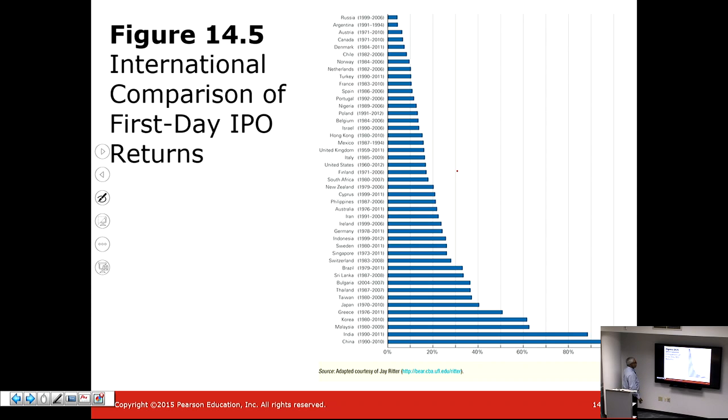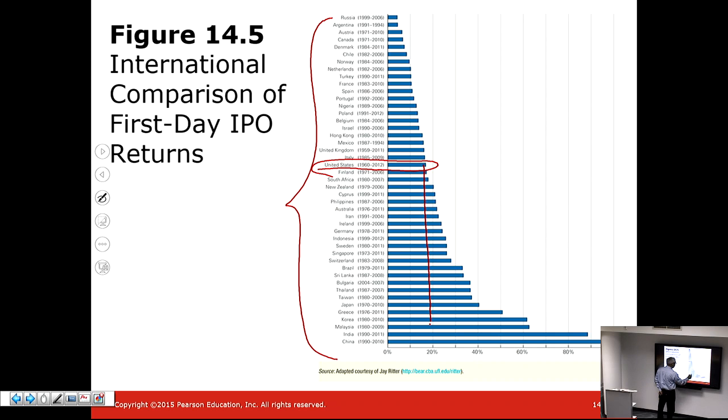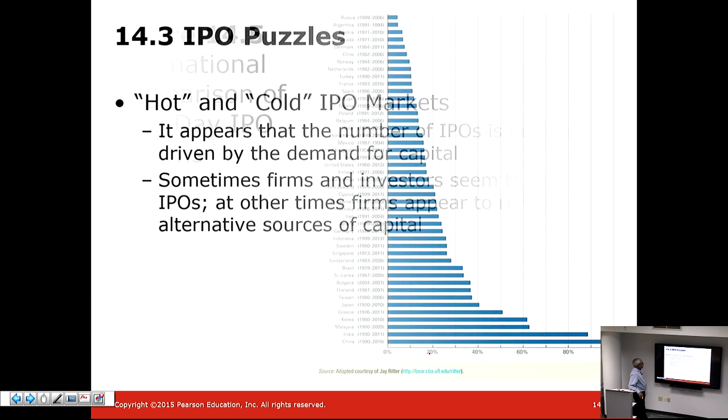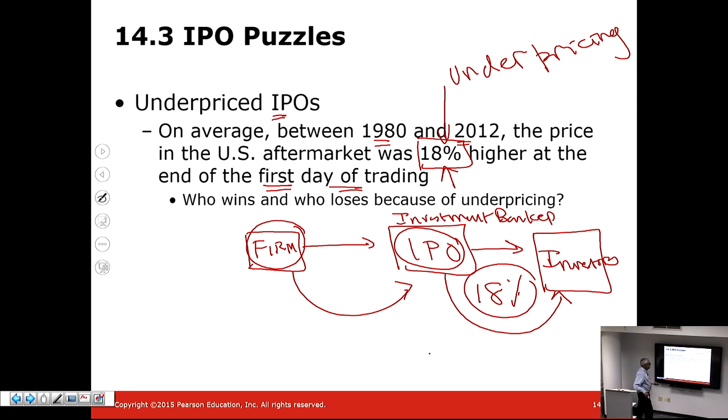Why do companies leave so much money on the table? And by the way, you can see the underpricing phenomenon across the different parts of the world. You can look at the US, the average US underpricing is somewhere here, which is a little bit less than 20%, about 18%. So there are many countries that have smaller underpricing and many countries that have larger underpricing. We are kind of in the middle of the pack. So what explains this underpricing? Why do people leave money on the table? There's no good explanation for it.